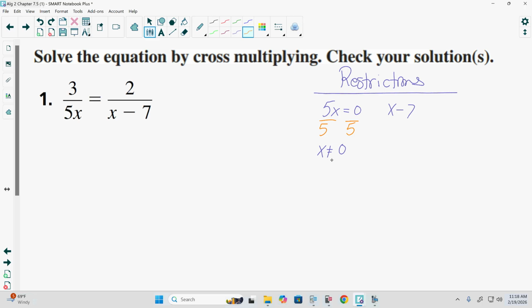Well, 5x divided by 5 would be x. 0 divided by 5 is 0. So x cannot be 0. We also need to see what's going to make x minus 7 be 0. Add 7 to both sides. And if x is 7, we would get a division of 0, because 7 minus 7 is indeed 0.